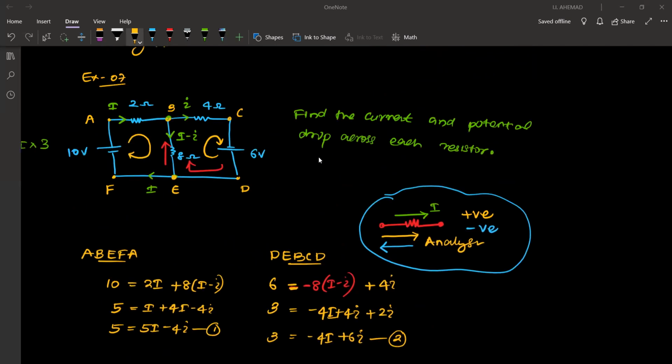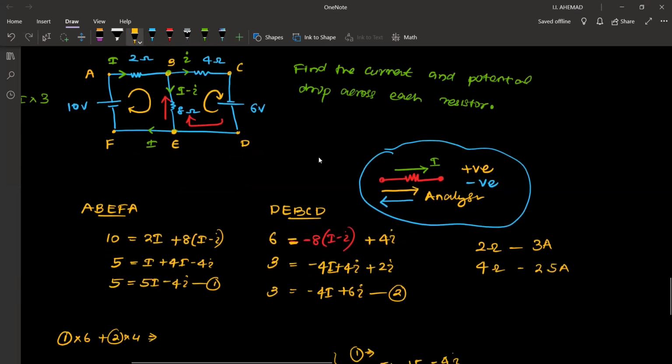We have to find the current through each resistor. So across the 2 ohm, that is capital I. Therefore, it's 3 ampere. No problem. Next, across the 4 ohm, it is simple I. So that is also okay, 2.5. But across the 8 ohm, that is I minus i, that is the current. So across the 8 ohm, that is 0.5.